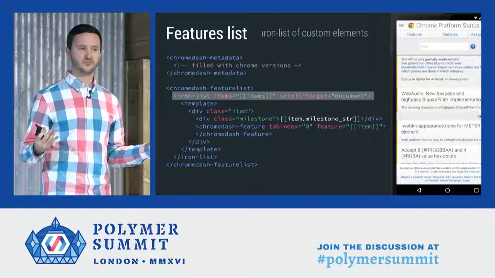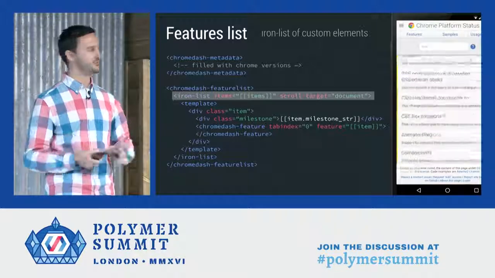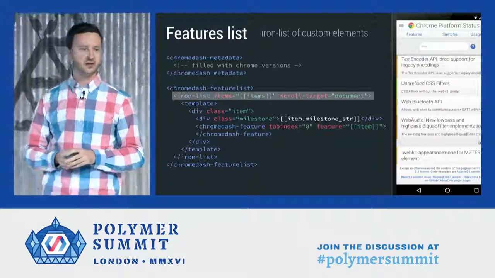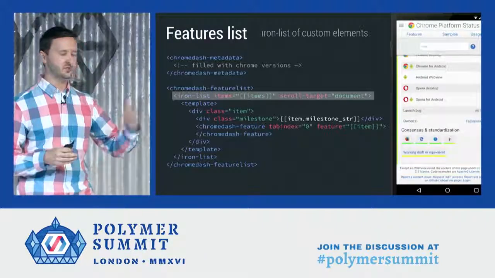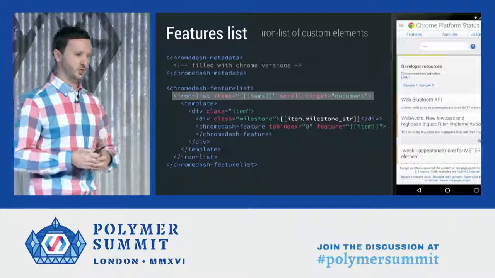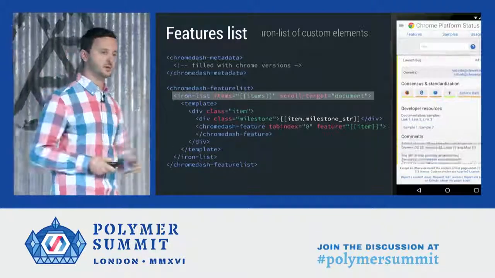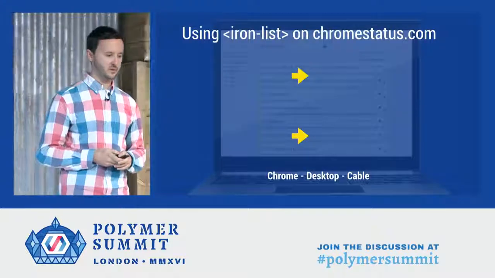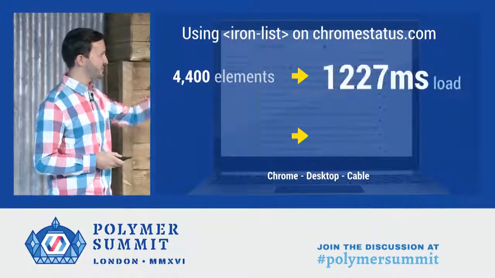We have a list of features, so it made sense to have an iron list of features that was essentially an infinite scroll list, right? It manages the DOM for us. We don't have to worry about features being added over time and generating massive amounts of DOM because it only renders what we need. So that was really effective to reduce some of the load time on Chromestatus. I'll show you how much, too.